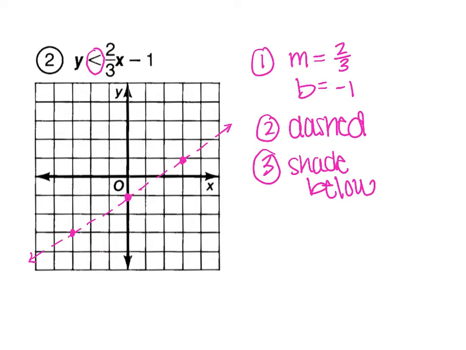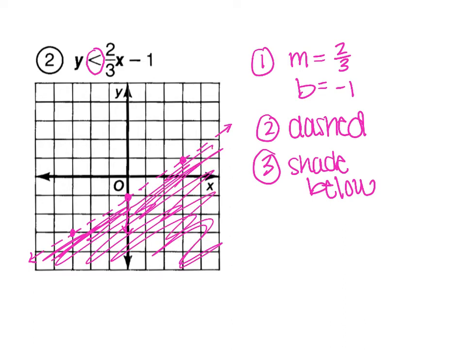And then I want to shade below that line, which means I put my pencil on any point on that line and I go down, right? So I'm going to shade down here below my line. Again, making sure we can tell that that line is a dashed line when we're done shading. So don't get too close that all of a sudden it looks like a solid line.